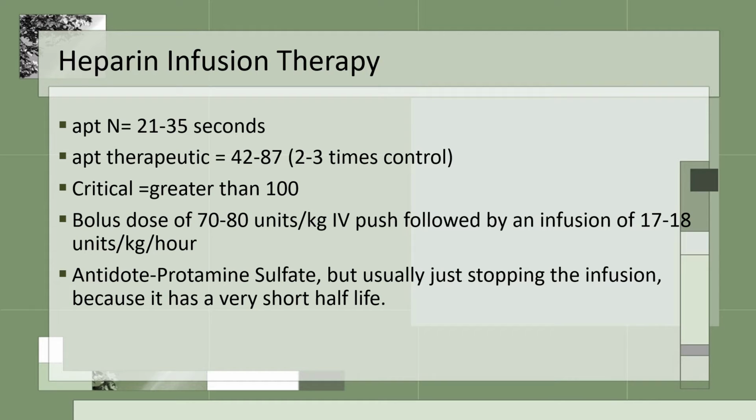The normal bolus dose when starting heparin therapy is 70 to 80 units per kilogram, given rapidly, followed by an infusion of 17 to 18 units per kilogram per hour. You will basically be following a protocol given by the pharmacy for your patient based on their weight. The antidote for heparin is protamine sulfate, but generally we just stop the heparin, and usually within 4 hours it has gone down quite a bit. It has a very short half-life.